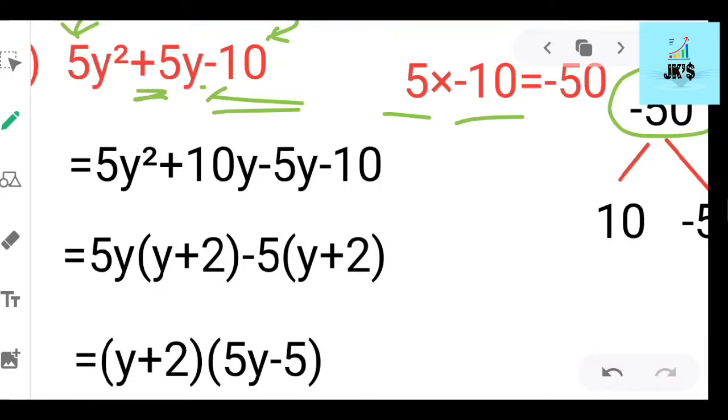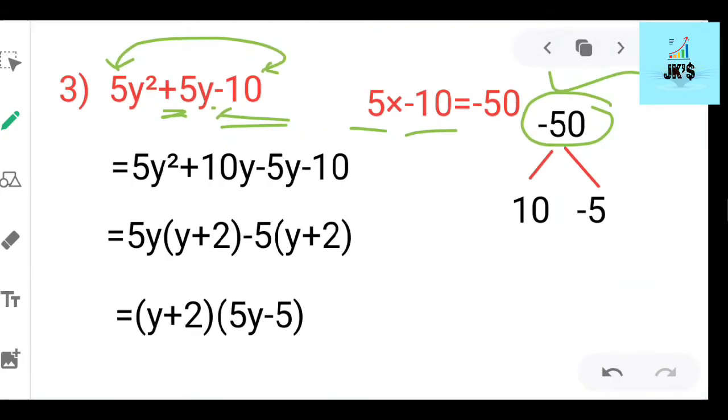The addition or subtraction of the factors depends upon the sign of the constant term, means this last term. If the last term is positive, then we add these factors. If the last term is negative, then we subtract the factors.